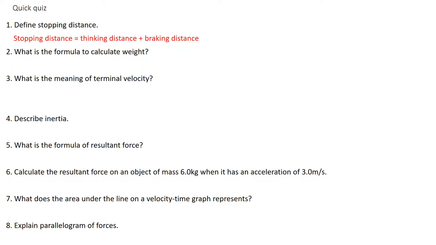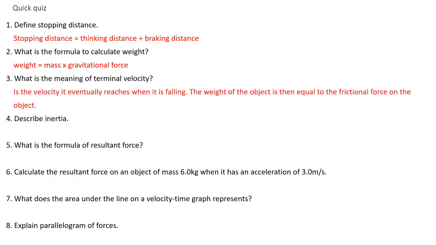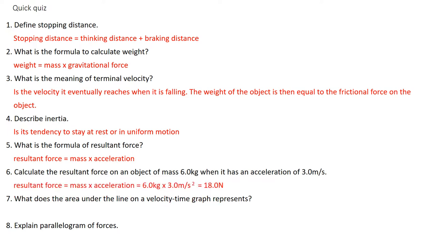Number 1, stopping distance equals thinking distance plus braking distance. Number 2, weight equals mass times gravitational force. Number 3, velocity is the velocity it eventually reaches when it's falling, where the frictional force is equal to the weight of the object. Inertia is the tendency to stay at rest or uniform motion. The formula for resultant force is resultant force equals mass times acceleration. Using the equation, resultant force equals mass times acceleration, 6 times 3 equals 18 newtons.